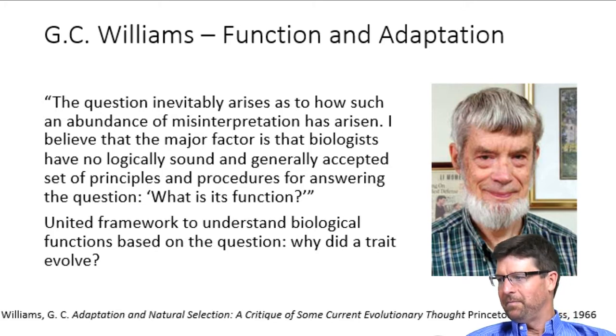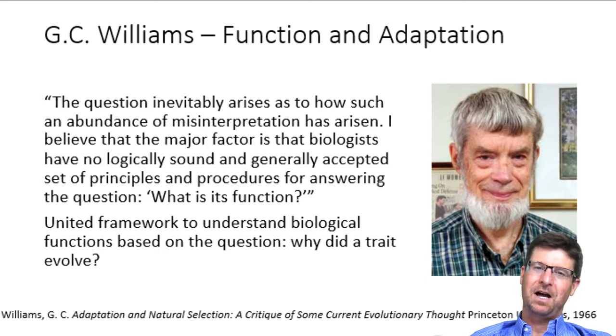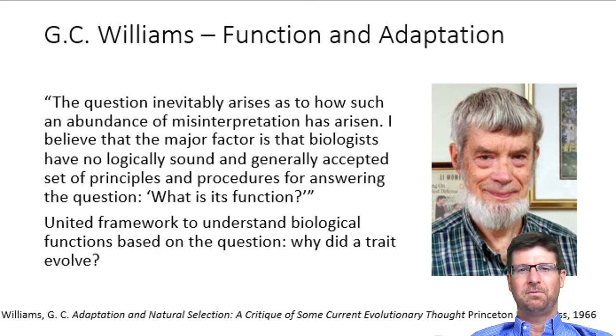So let's bring it home here. I have above me George C. Williams, famous evolutionary biologist. And he is, of course, famous in part for his writing about the evolution of aging and something called antagonistic pleiotropy. He's done some really wonderful things, but the other major contribution he made to science is to really focus us on a scientifically rigorous view of adaptation and function.